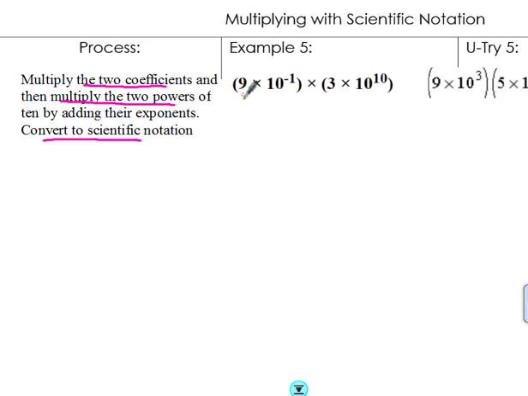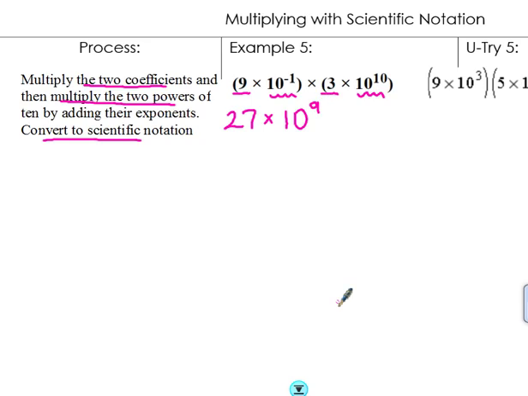So if I multiply my coefficients first, we will get 9 times 3, 27. And I will multiply the tens, 10 to the negative first power and 10 to the 10th power. I will add the exponents in multiplication. It will turn into 10 to the 9th power.